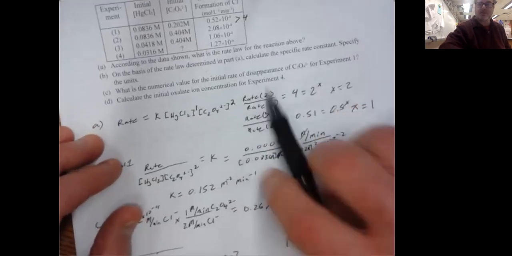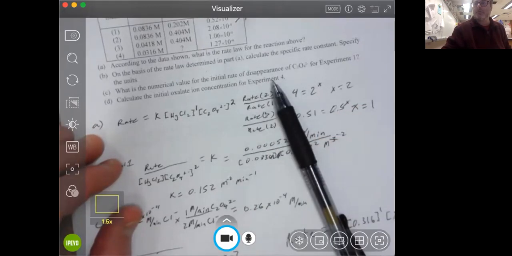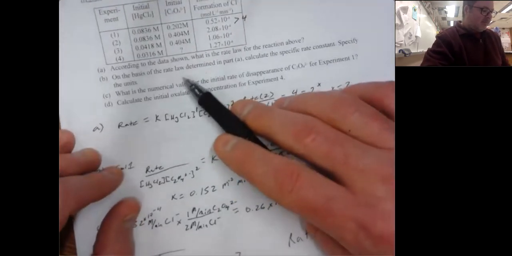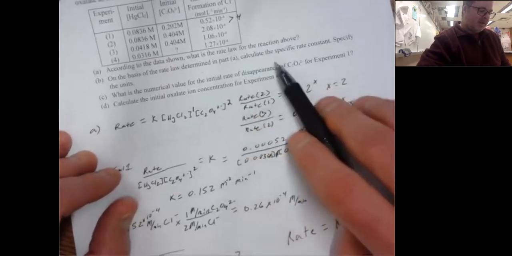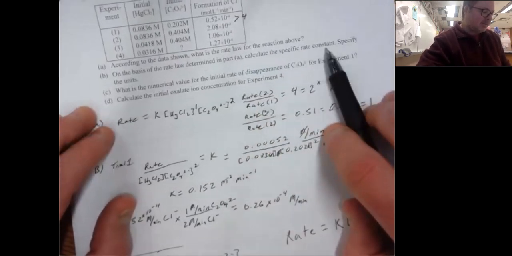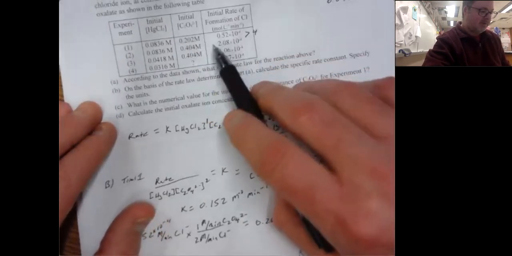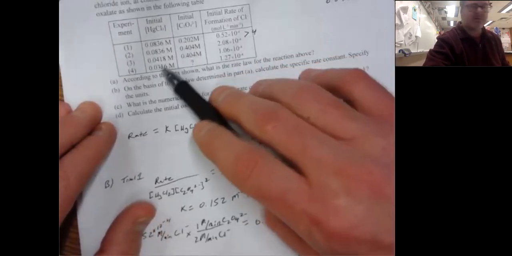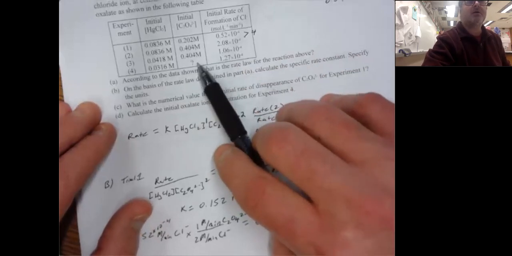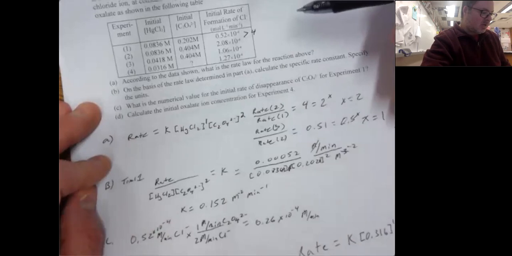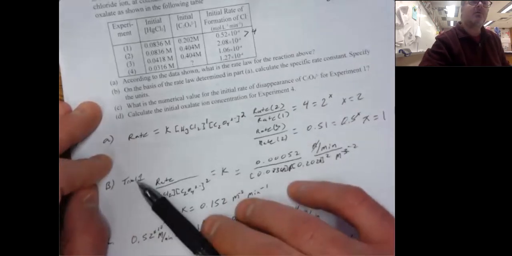And if you have questions, by all means, just speak up. On the basis of the rate law determined in part A, calculate the specific rate constant, specify the units. So basically you could go with any of these that you wanted to, trial 1, 2, or 3. Obviously you can't go with trial 4 because you don't know that yet. But using trial 1, 2, and 3, I use trial 1.